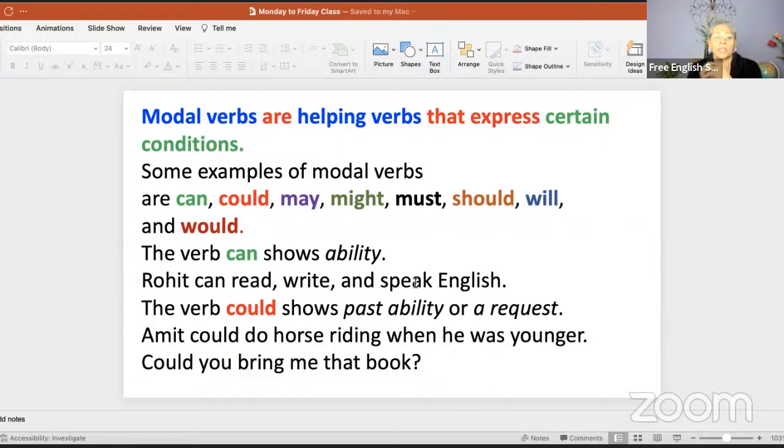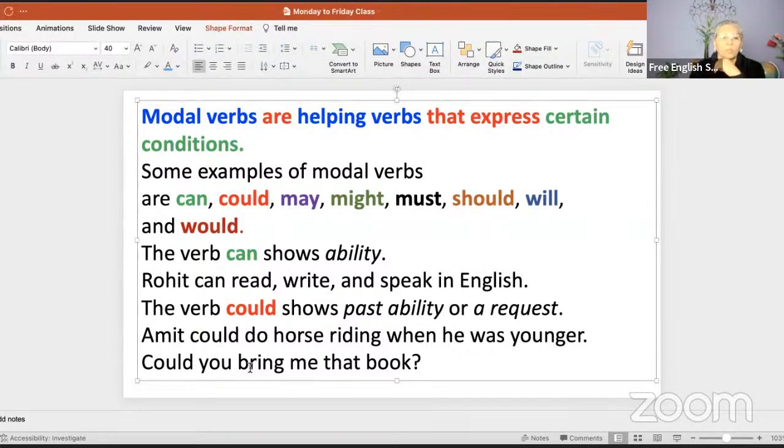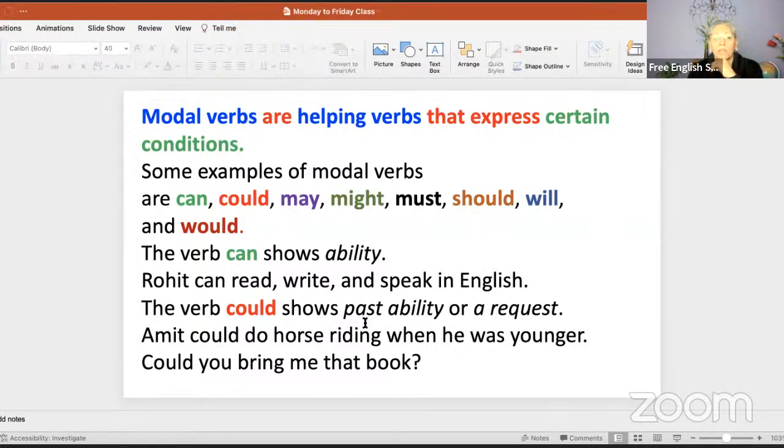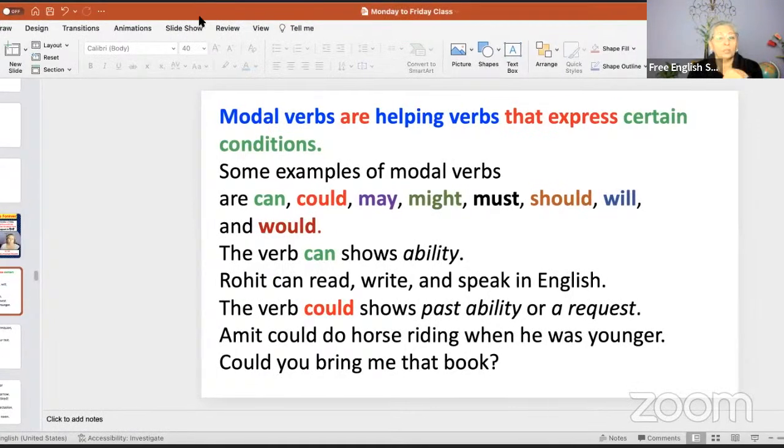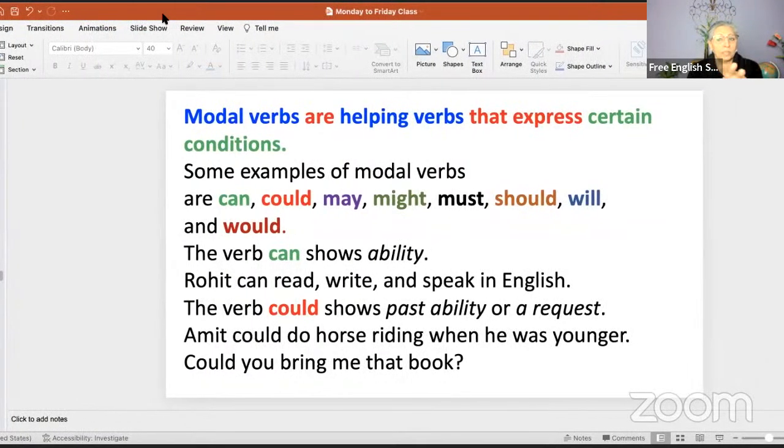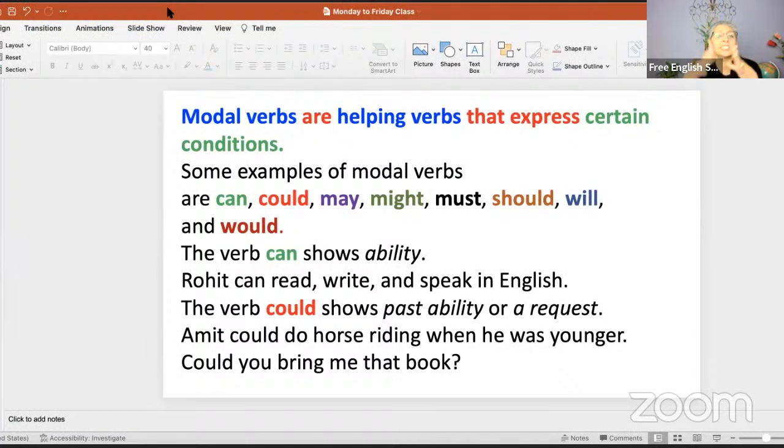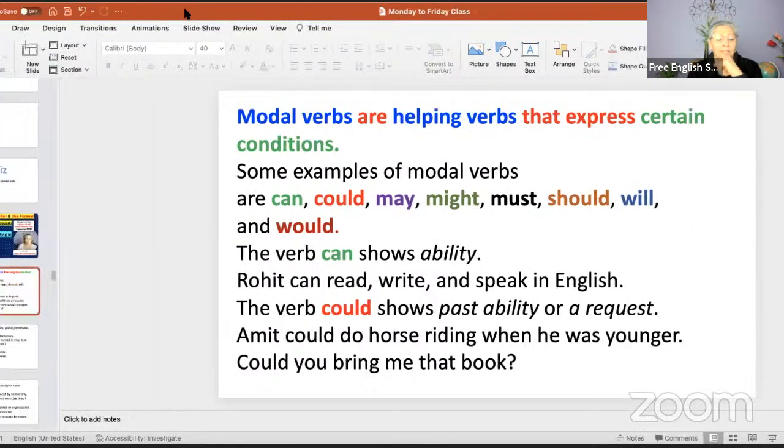Like Rohit can read, write, and speak English. Okay, so the verb could shows past ability or a request, right? So Amit could do horse riding when he was younger. Could you bring me that book? Like that. So I'm not spending time here because you already practiced this. And if you are new to this channel and you want to learn these modal verbs in detail, we did this this week and we actually started it last week.